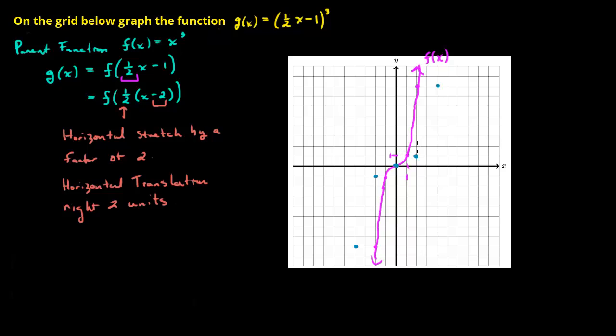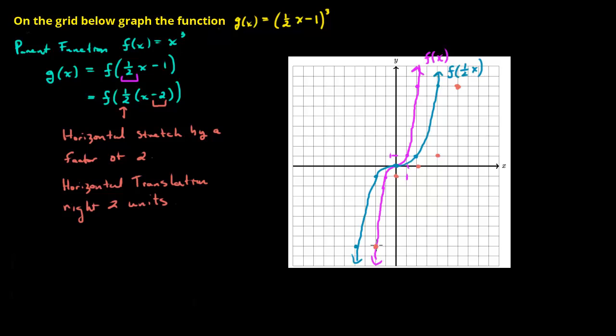Now that's not the only transformation that's been applied. So this is not the graph of g of x. This is the graph of f of 1/2 x. Now I need to apply a transformation 2 units to the right. So I need to move all of these points 2 units to the right. If I move this point 2 units to the right, I have a point here. This point 2 units to the right, I have a point here. I'll have a point here, a point here, and another point right here.